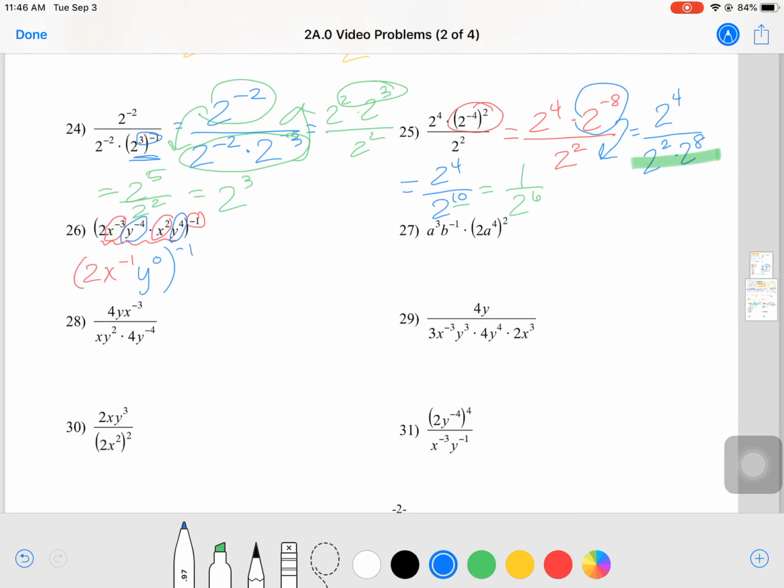All of this raised to the negative first. What you can notice right off the bat, this y to the 0 is really just a 1, so that's going to go away. And then this negative 1 is now only multiplying by 2 things instead of everything. One of the most common mistakes here is multiplying the negative 1 by the 2 directly. Make sure you're multiplying your exponents.